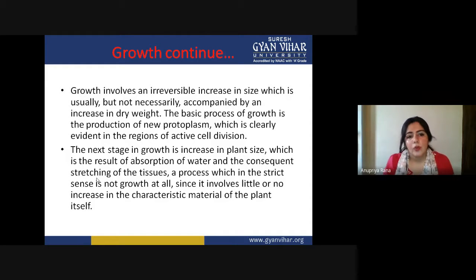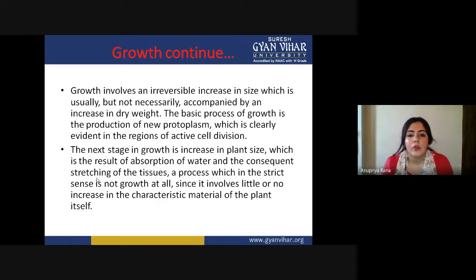The basic process of growth is the production of new protoplasm. So the major phenomenon behind all growth processes is the production of new protoplasm. All their matter is used to make new protoplasm. This is clearly evident in the region of active cell division. Whenever active cell division happens, the cell divides, one cell to two, two to four, four to eight. So at that time, what happens? Division inside the protoplasm is a major contribution to growth.